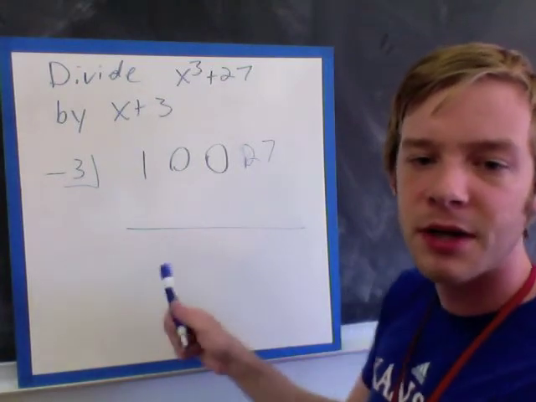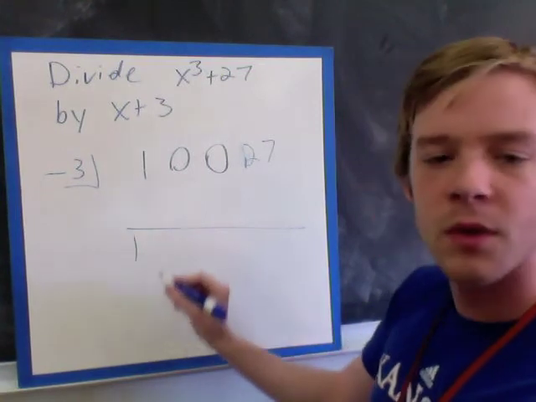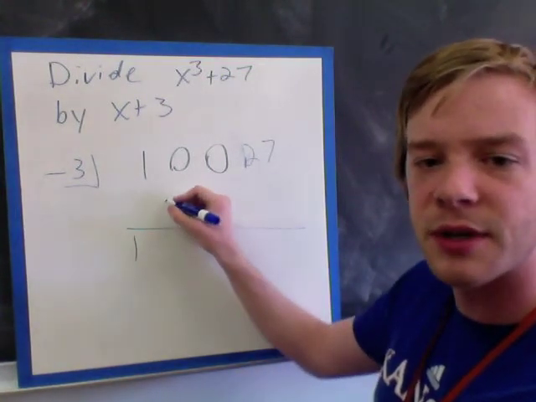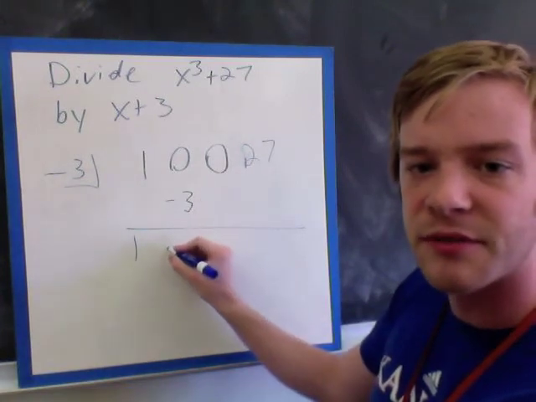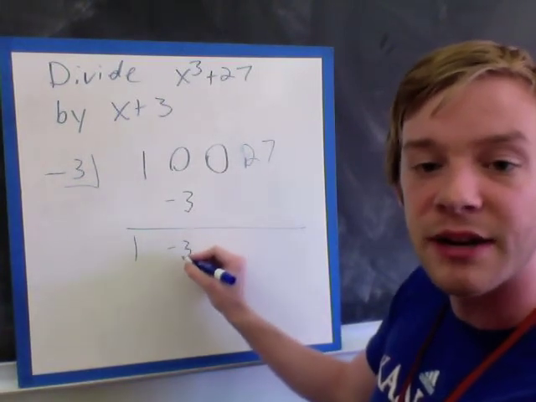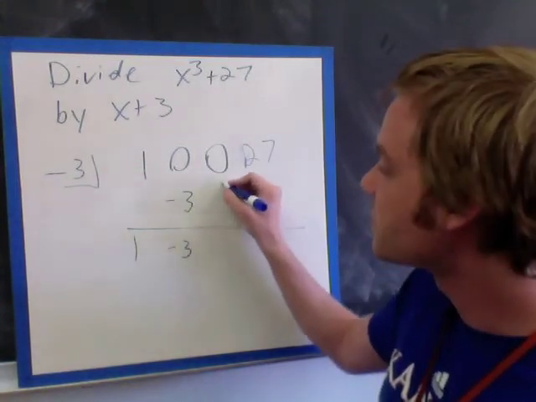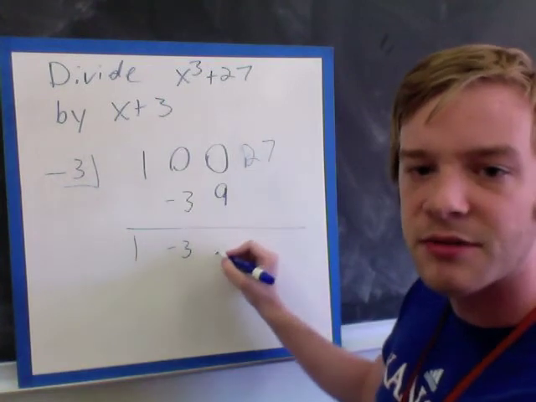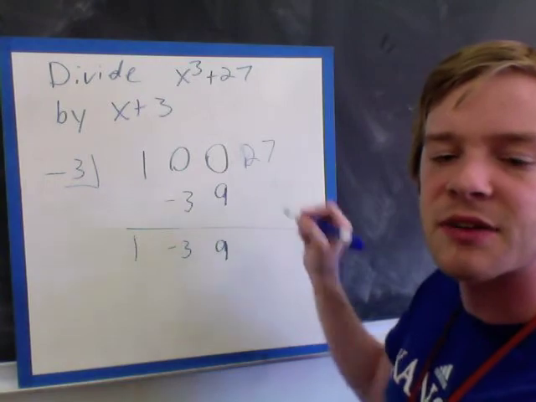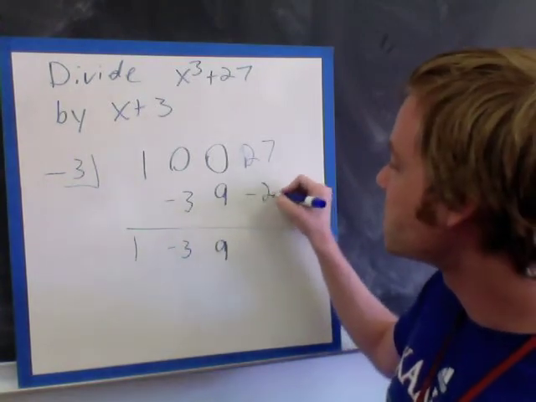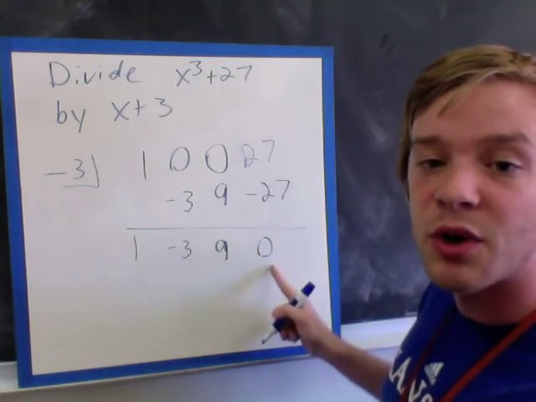We add in our little box and our line to help us out. We bring down our 1. 1 times negative 3 is negative 3. Add straight down. 0 plus negative 3 is negative 3. Negative 3 times negative 3 will give me a positive 9 right here. Add straight down, and we get our positive 9 down here. Then positive 9 times negative 3 is negative 27. If we add straight down, this goes to 0, which means no remainder.